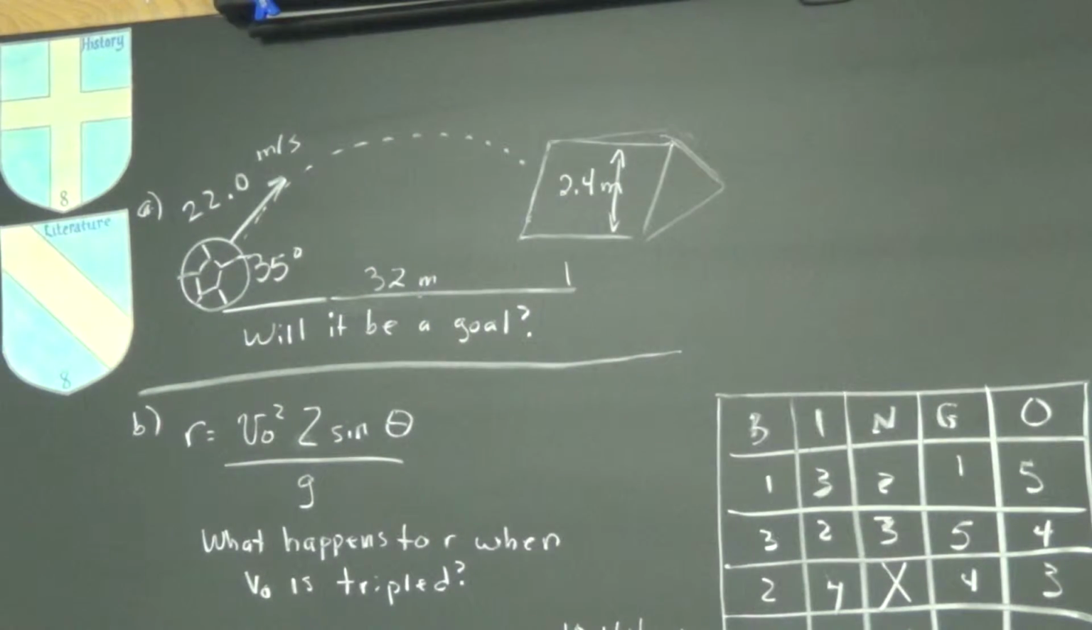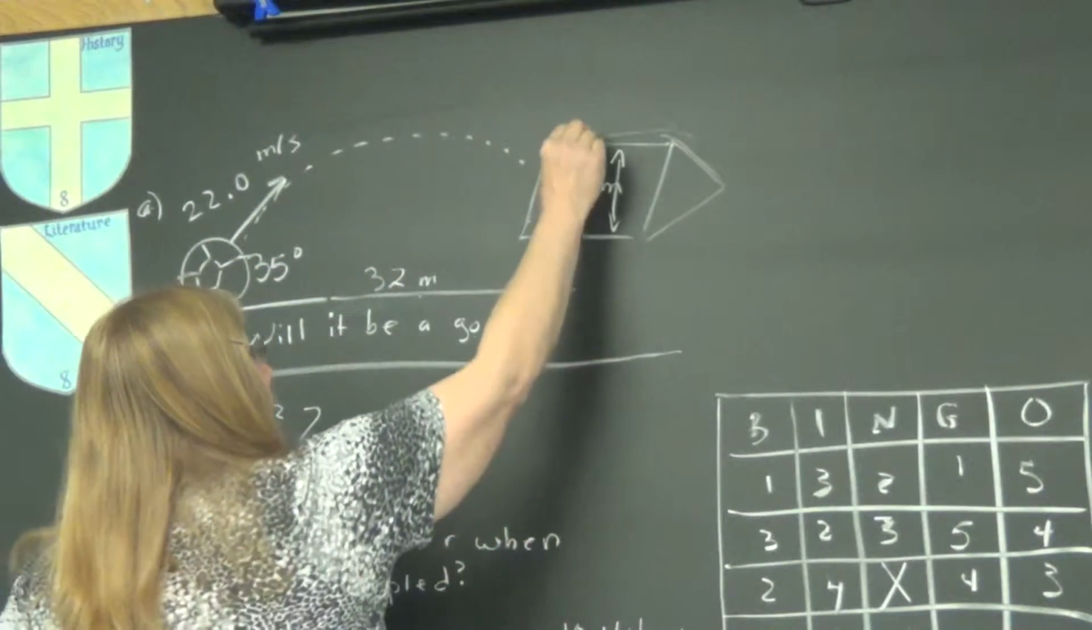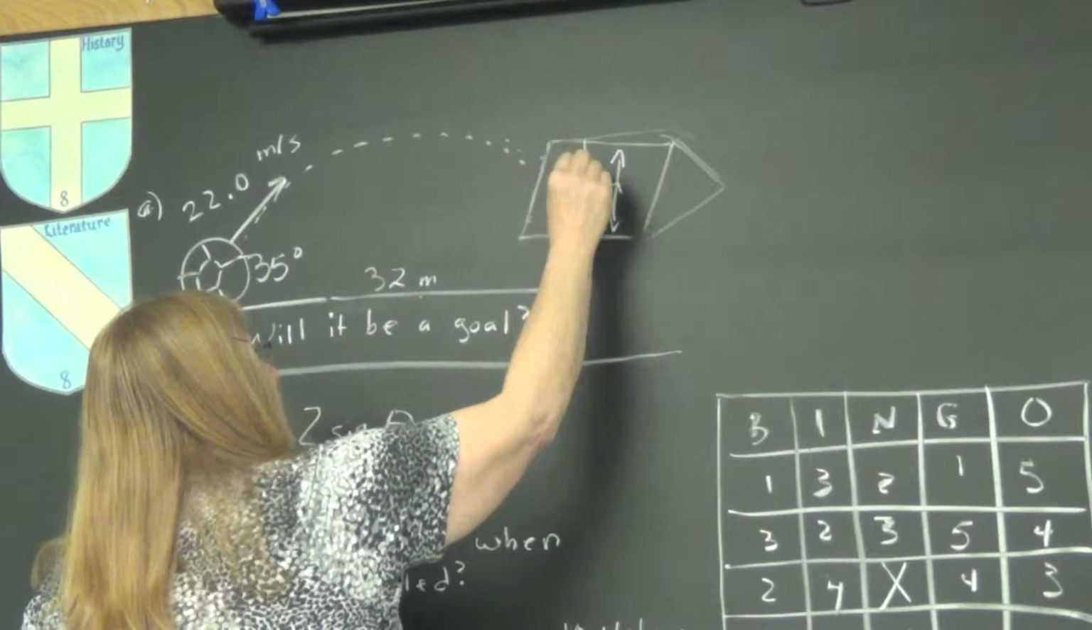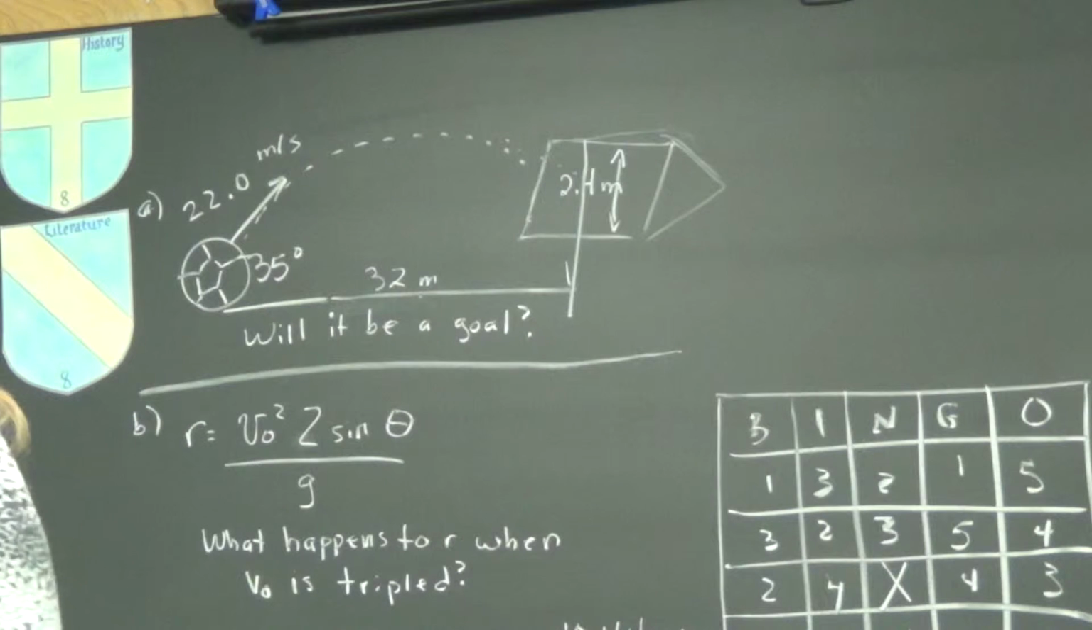Is that clear that we can't do that? Because if it ends in the goal, like at the top, like right here is where we're cutting this problem off, if it ends up here, it's definitely not at the same height it started. So unless it's clear, we can't use the range equation. So what would you suggest that we do?